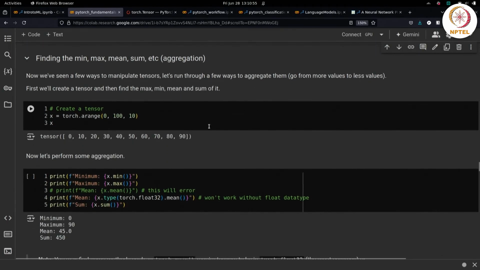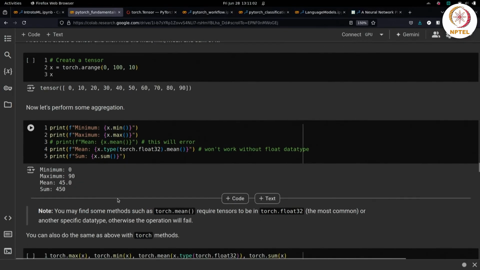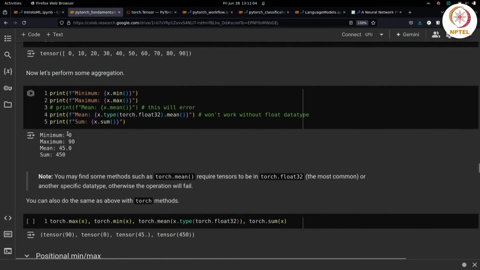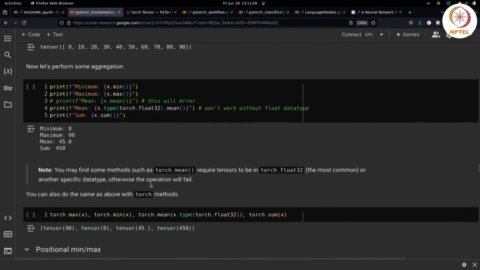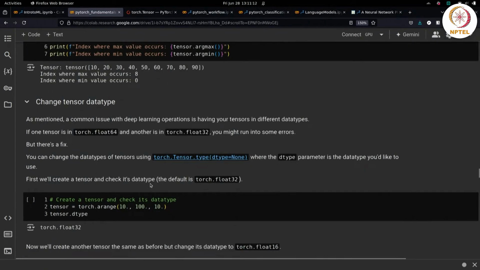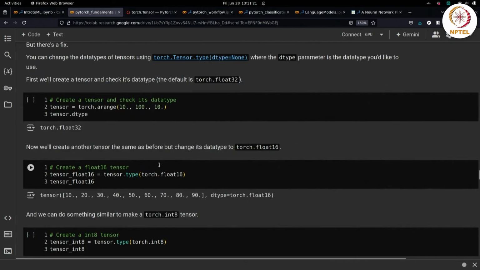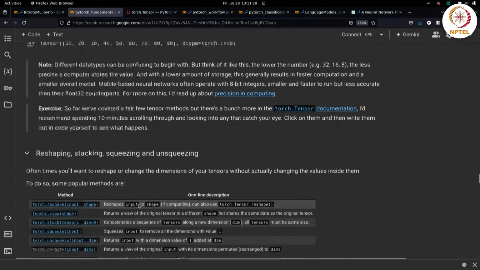Alright, a few more operations that you can do on tensors. You can use min, max, mean, and sum to find out some aggregate numbers, or some numbers which reflect the distribution of that tensor. And again, the syntax for changing a dtype. So let's say that you created a tensor of type float32, you wanted to convert it into float16 or float64, you can just say tensor.type followed by the type that you want it converted to. So this is the typecasting that you can do between tensors. Okay. Same is the case here.